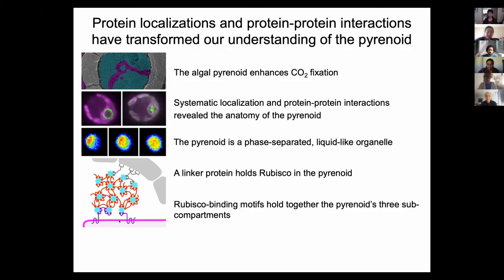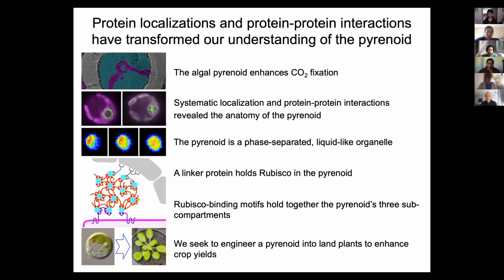Finally, our pyrenoid atlas has provided us with a list of parts that, with our collaborators, we are engineering into land plants in early efforts to reconstitute a pyrenoid into crops that we hope will increase yields of wheat and rice. So zooming out, I hope that these advances illustrate just how powerful systematic characterizations of protein localizations and protein-protein interactions can be in the study of organelles, and how such data would be incredibly useful on a whole plant level.